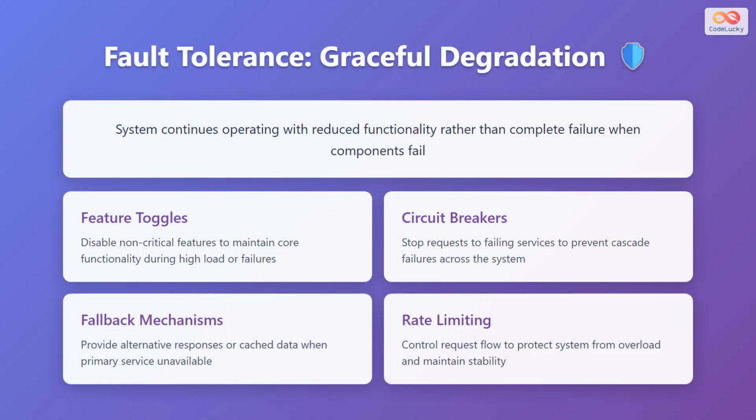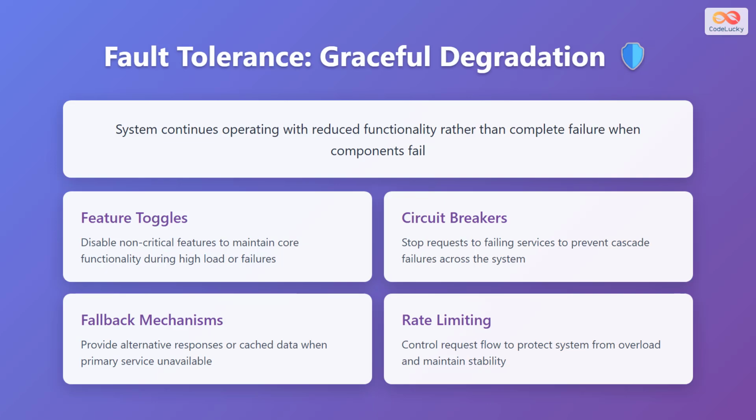Graceful degradation allows a system to continue operating with reduced functionality rather than completely failing when components malfunction. This approach maintains core services while temporarily disabling non-critical features. Feature toggles disable secondary features during high load or failures to maintain core functionality. For example, an e-commerce site might disable product recommendations but keep checkout working.